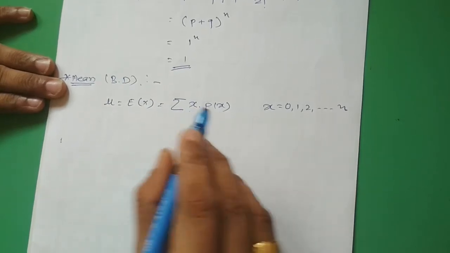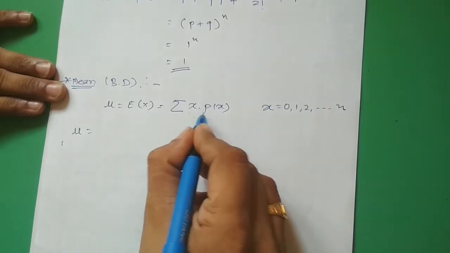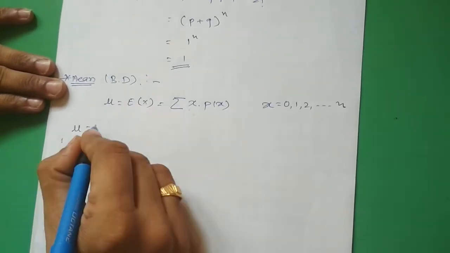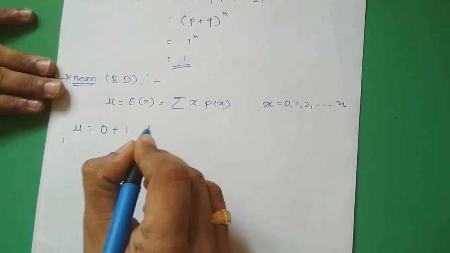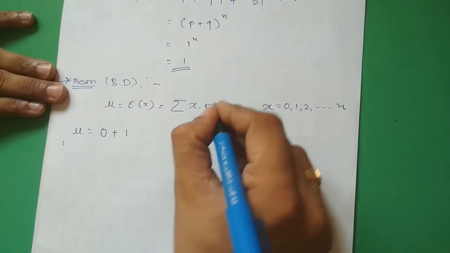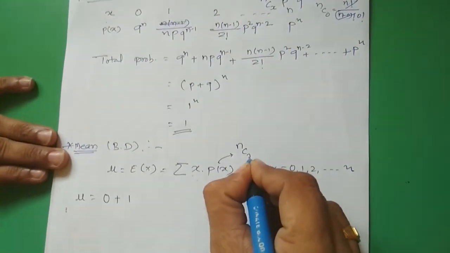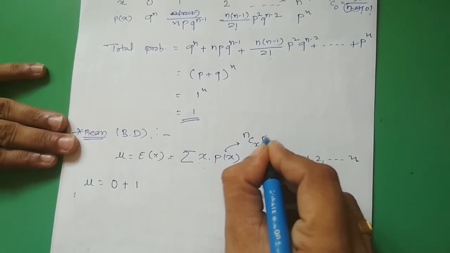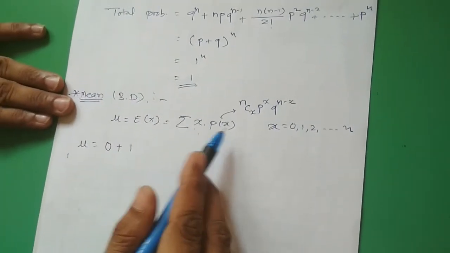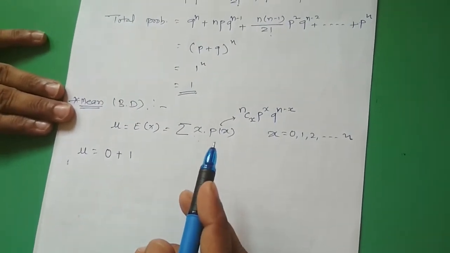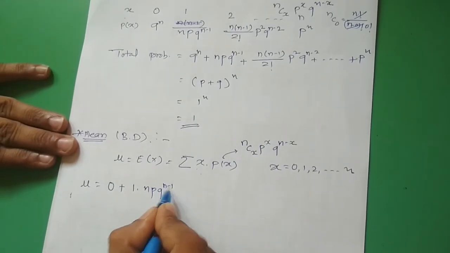So when you put x equal to 0, if you multiply anything by 0, you will get 0. Then the next term is for x equal to 1, and p of x is the formula used for the binomial distribution, right? So nCx p raised to x q raised to n minus x. Again, when you put x equal to 1, what will we get? 1 into n p q raised to n minus 1.